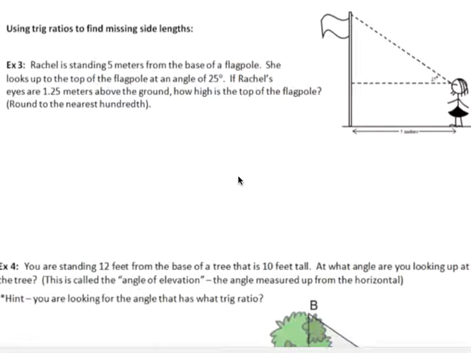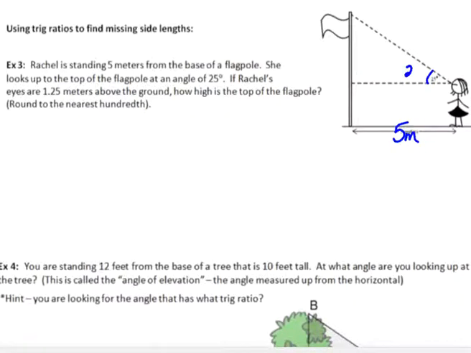We have Rachel standing 5 meters from the base of the flagpole. We should always label things. So if it doesn't have a picture, you want to draw a picture. Here we have a picture, but I'm going to label this a little bit stronger here with my 5 meters. She looks at the top of the flagpole at an angle of 25 degrees.